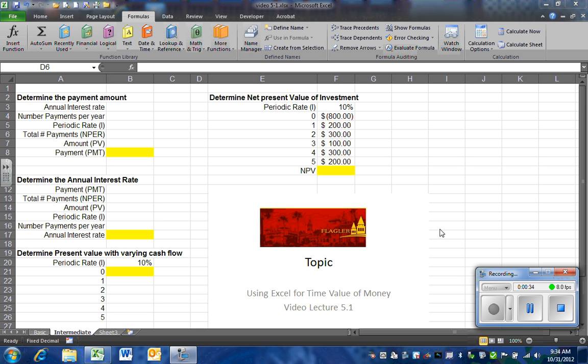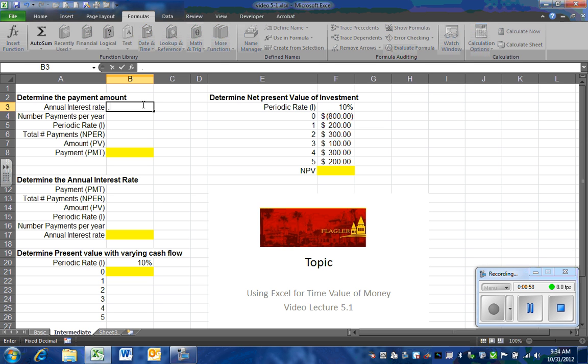Let's take a look at determining the payment amount. Now, this is something that obviously is useful both in accounting classes and in life. So let's say we are looking at purchasing a new car, and the dealer tells us that they can provide financing at, interest rates are low, so let's say at 4%. Right, so let's format that as a percentage. And these are going to be monthly payments, so they're going to be 12 payments per year.